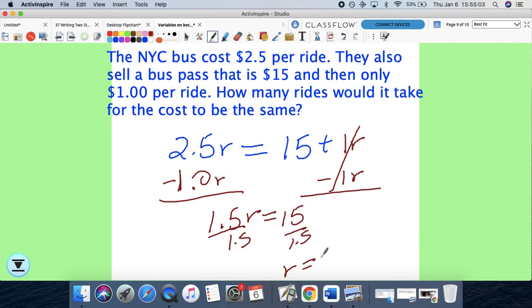And R equals 10. At 10 rides, whether you chose to pay $2.50 per ride or you chose, just like the minor league membership offer, to pay $15 up front and then $1 per ride after, you both spent the same amount of money. After 10 rides, whoever chose this deal is going to be ahead.